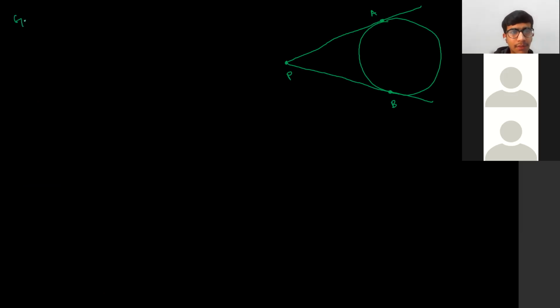So let's say you have a circle like this. This is the external point P. This is one of my tangents. Point of contact is A. This is my second tangent. The point of contact is B. So we are given PA and PB are two tangents. Whenever you prove a theorem, you have to write everything: given, to prove, construction. What we have to prove is PA is equal to PB.